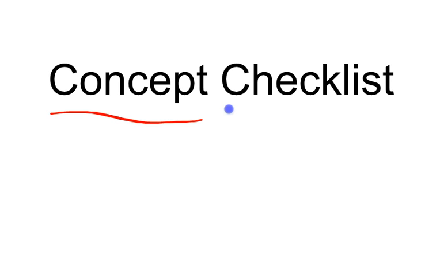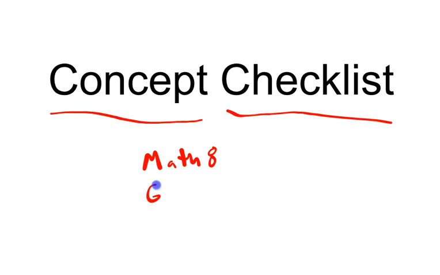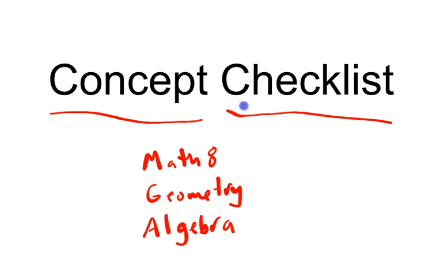I'm just real quickly going to explain to you today something we're going to be using this year called the Concepts Checklist. This is a list of concepts for each class, either the Math 8 class, the Geometry class, or the Algebra class, and depending on which class your child is in, they will have a concept checklist for their specific class.